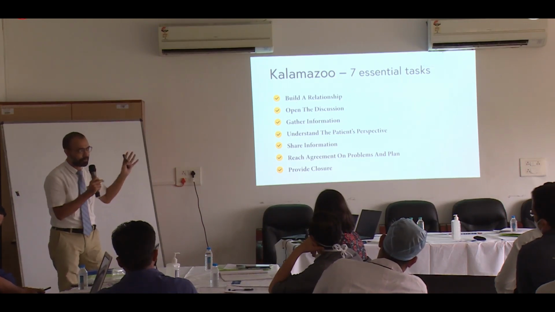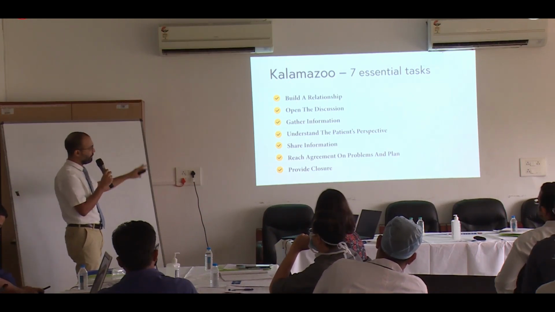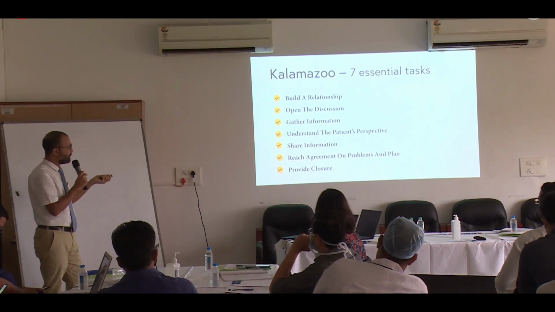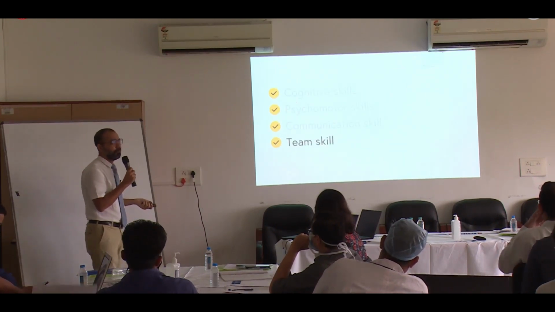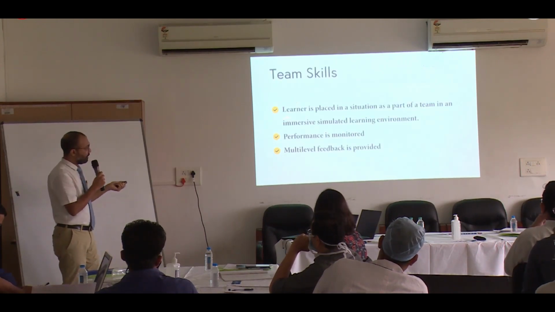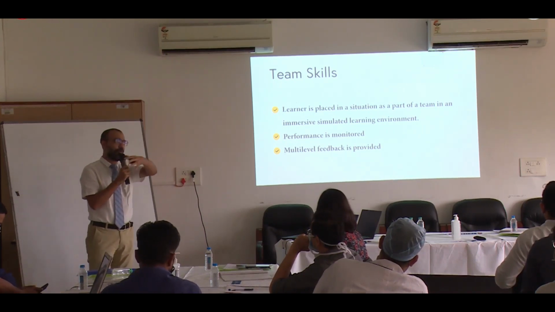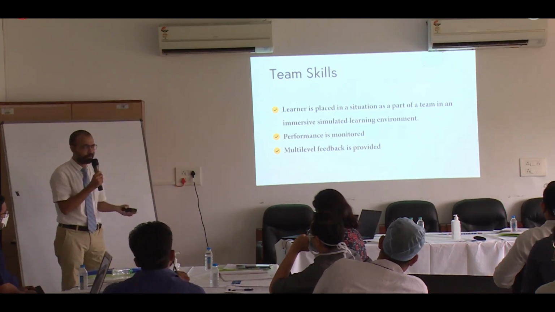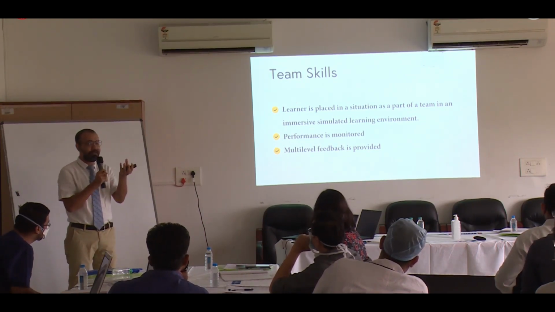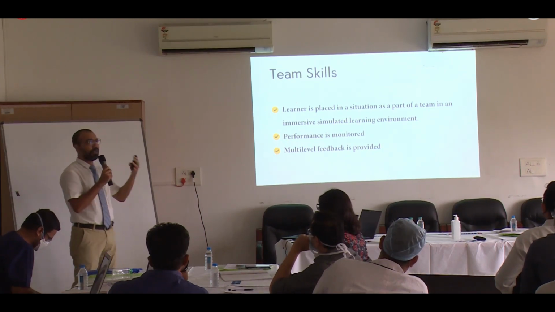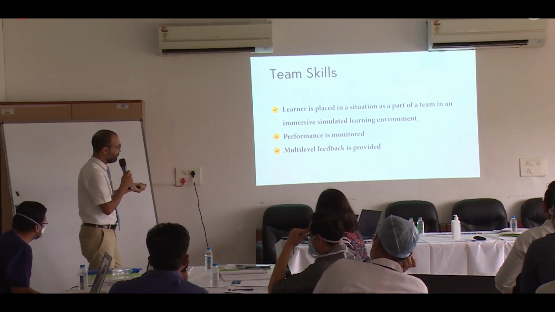So that there is a complete conversation. As I told you earlier, communication is a huge subject, but these are the essential 7 elements in a single encounter. Finally, team skills: very difficult to teach, even more difficult to assess. So learners are usually placed in a simulation, the same way as the simulated environment of a road traffic accident that I told you about. You can create another simulation whereby students are sent as a group to address that issue. They are passively observed and multi-level feedback is provided. So this is about team skills.